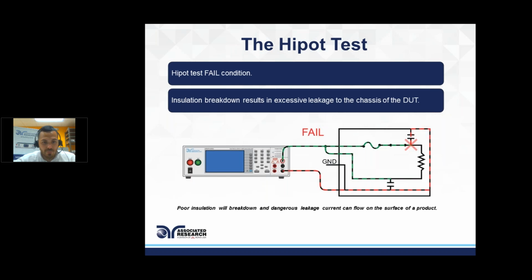Poor insulation will break down and dangerous leakage current can flow on the surface of a product. So that is our definition of how you would fail a Hipot test. Now there are other failures you might see. There are parameters that you set, right? Maybe I don't want to wait for a breakdown. Maybe if that leakage occurs at 2 milliamps, 3 milliamps, well, you can set those limits and you'll see different types of failures, which we'll talk about in the coming slides.